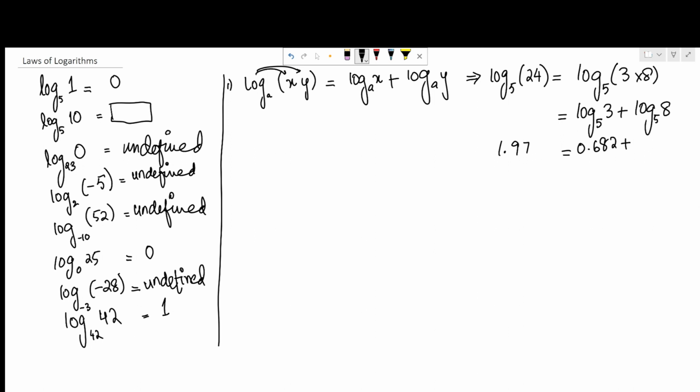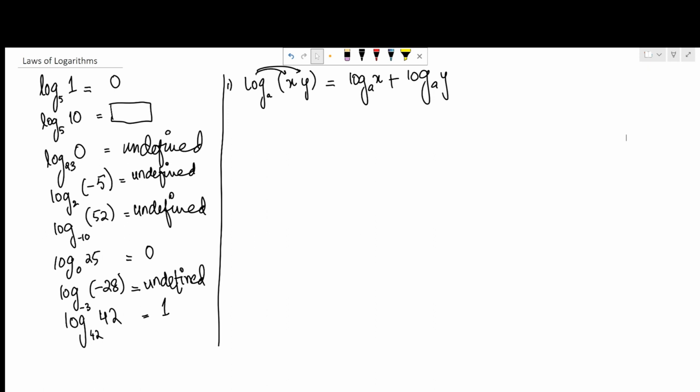The value of log 8 to the base 5 is 1.292. When you add them up, 1.292 plus 0.682, you will see that it's approximately 1.97. If I had written the whole thing in my calculator, I would get the exact same answer as log 24 to the base 5. But because I rounded my values to a certain level, it comes out like that. But it's okay. We found out that this property is satisfied here.